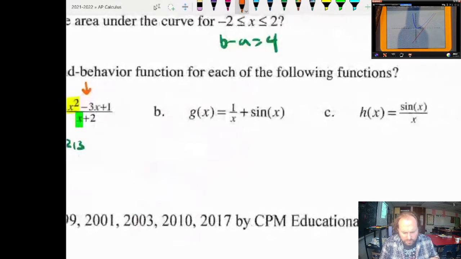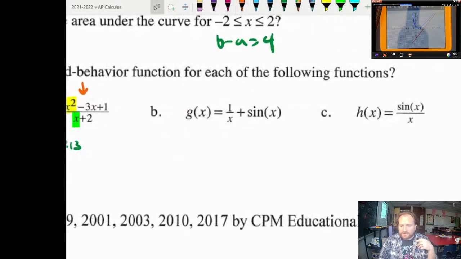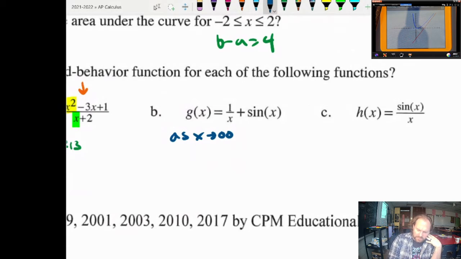Let's look at B for a minute here. Really, we're thinking about what's going to happen as x approaches infinity. This one really won't have an end behavior function, and I'll tell you why. Let's think about what's going to happen as x approaches infinity on this graph, because we're thinking about end behavior anyway. So what's going to happen is that 1 over x will basically become 0. 1 divided by large numbers just gets closer and closer to being 0.